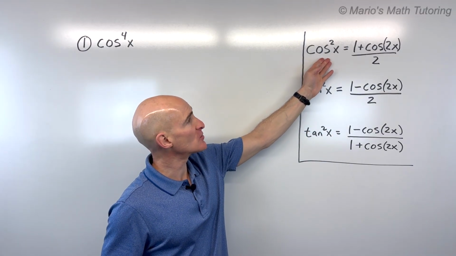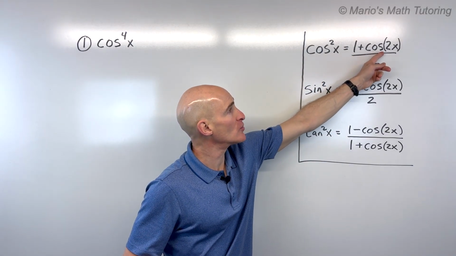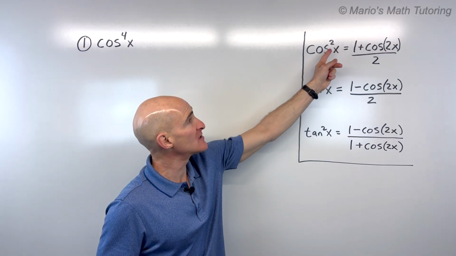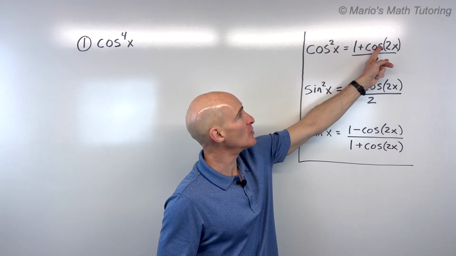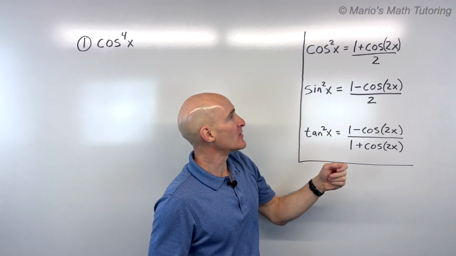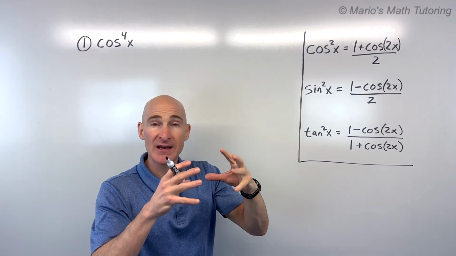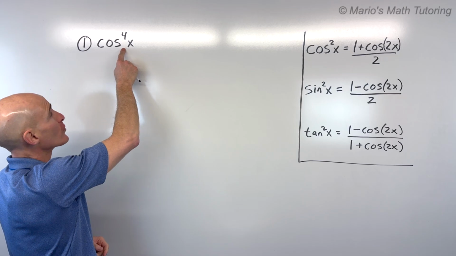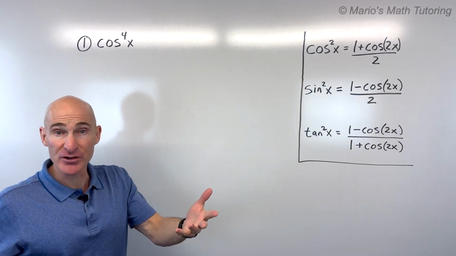So cosine squared of x is equal to 1 plus cosine of 2x over 2. Notice this is taking us from a second degree to a first degree, but then we go from a single angle to a double angle. So that's going to be important as far as bringing it down from the cosine to the fourth of x down to a cosine to the first of x.